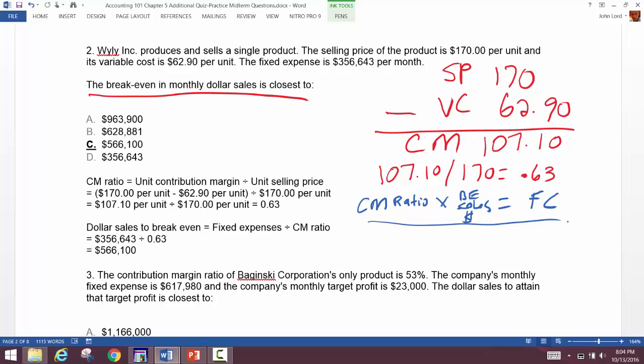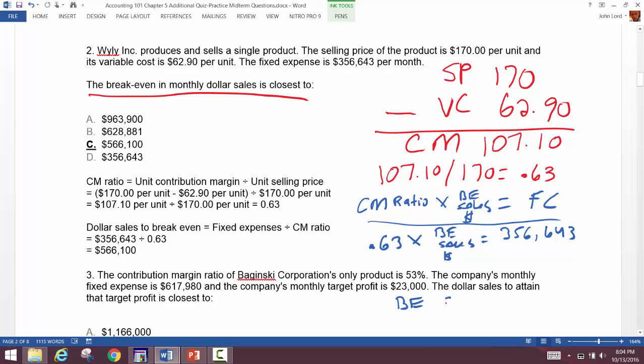So when you do this, you systematically start to become like a machine to answer these questions. And you sit there and you say, okay, I got the contribution margin ratio of 0.63. I don't know what my break-even sales are yet. That's what I'm trying to solve for. I know I'm going to get that. Break-even sales dollars. My fixed costs here are how much? $356,643. Okay, just do the algebra.